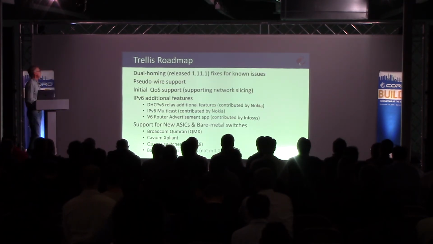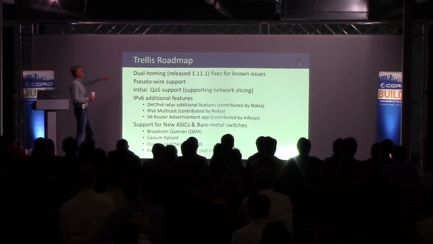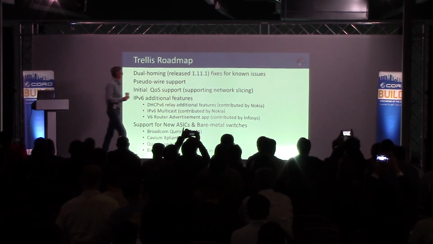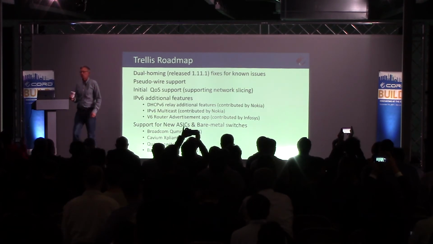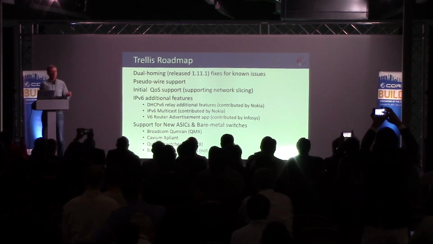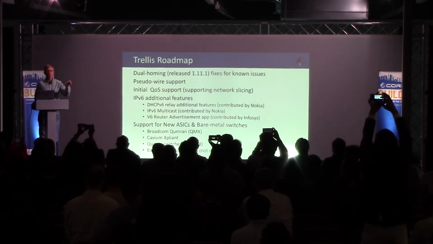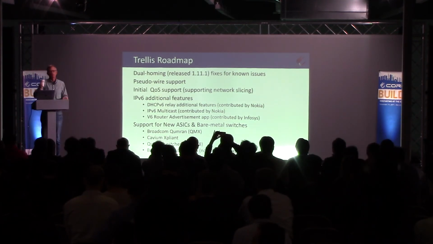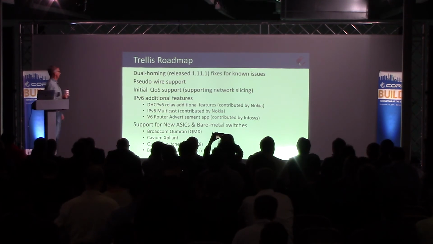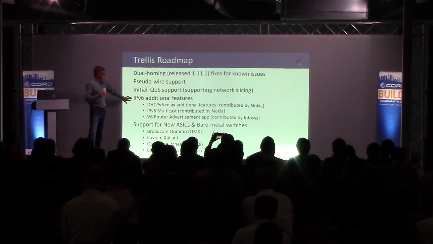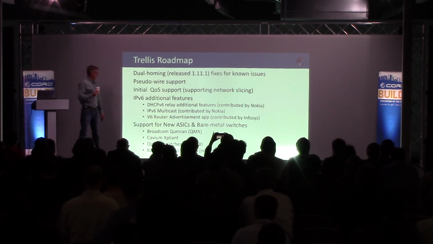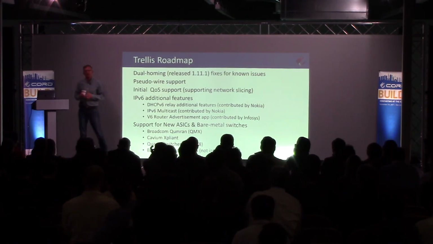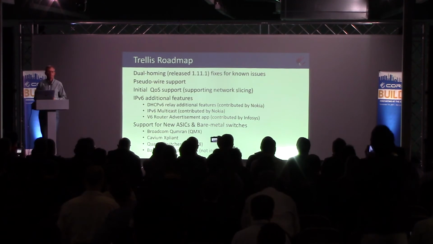Trellis, dual homing. This release refers to ONOS fixes for some known issues. Pseudo-wire support is important in eCord, and I think it will be important in other cases, so that we can connect the outgoing side of CORD to whatever is on the outside with pseudo-wires. IPv6 needs additional features. And then there's always more hardware coming down the pike and support for that.